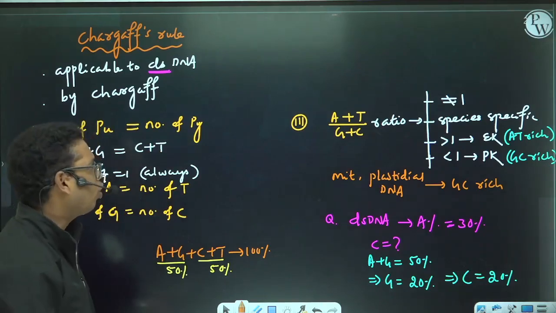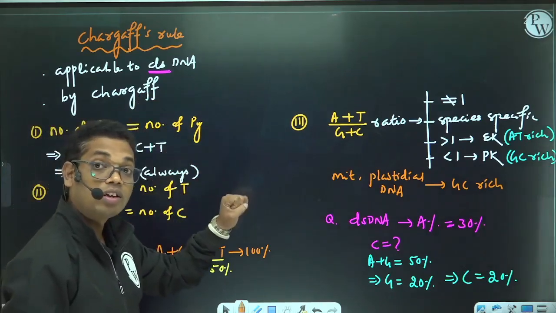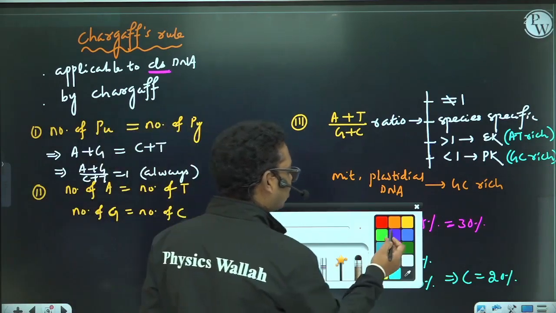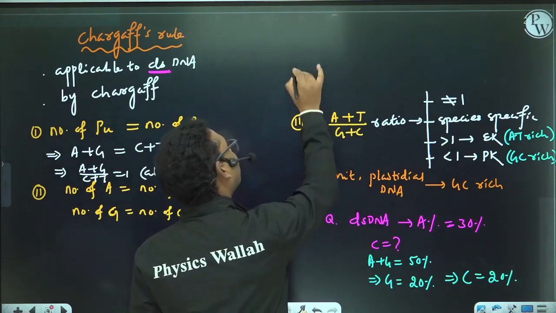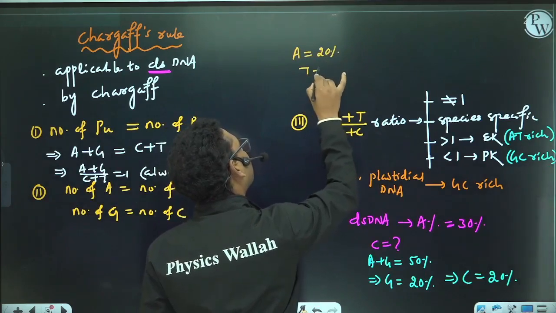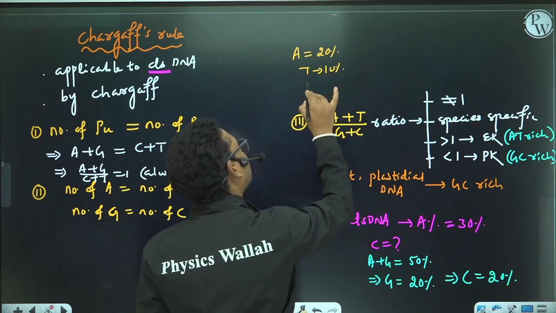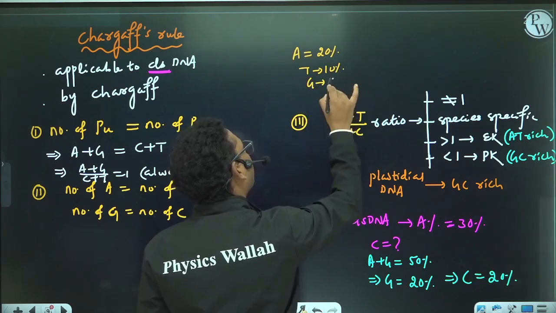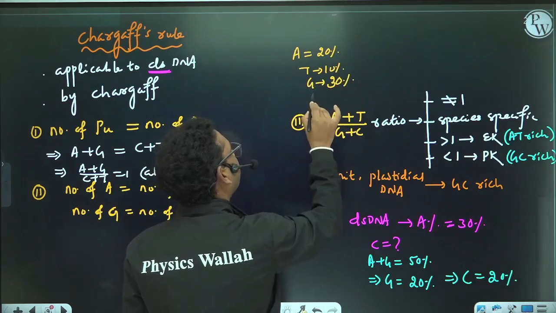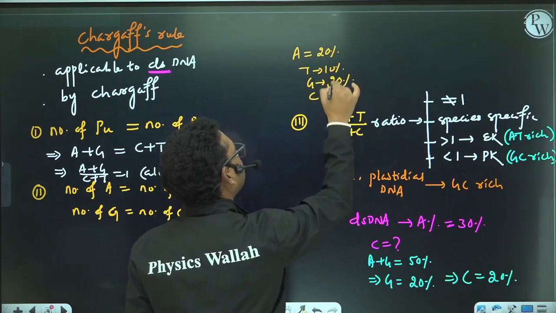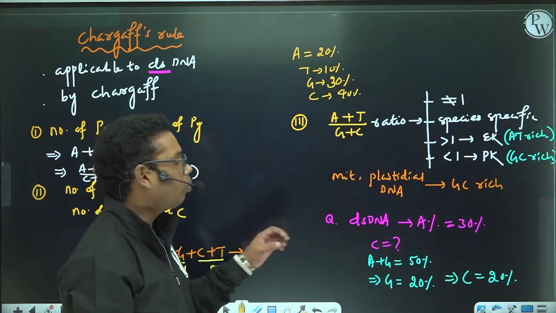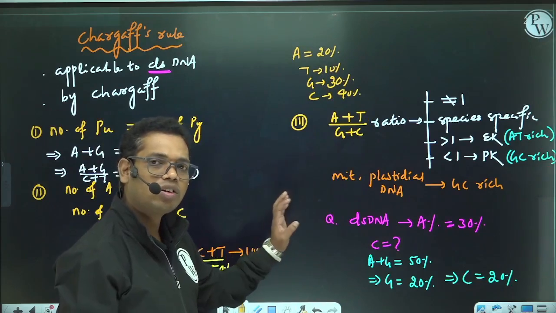So Chargaff's rule is always applicable to double strand DNA. Okay, so if I give you one data, and that data says that suppose in the double strand DNA the amount of adenine is 20%, and thymine is 10%, and guanine is suppose 30%, and suppose cytosine is present 40%. So from this we can conclude that this DNA is not double stranded.